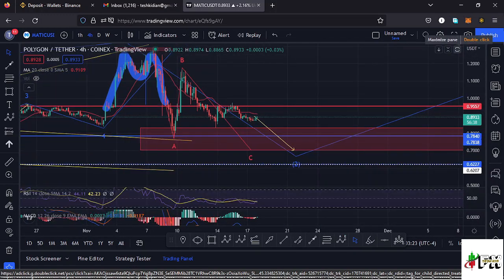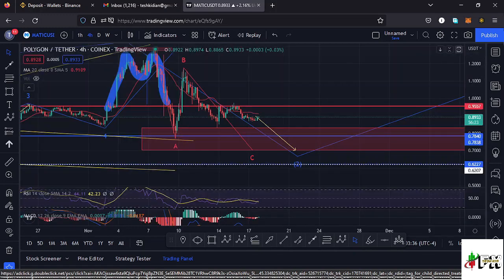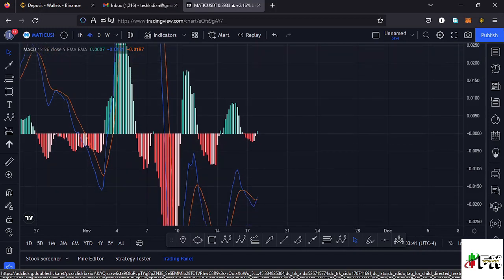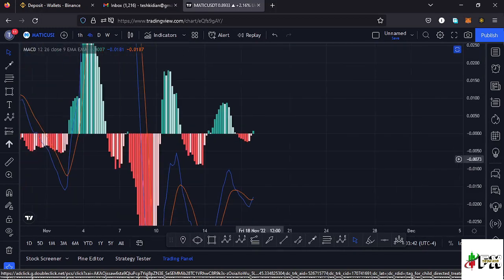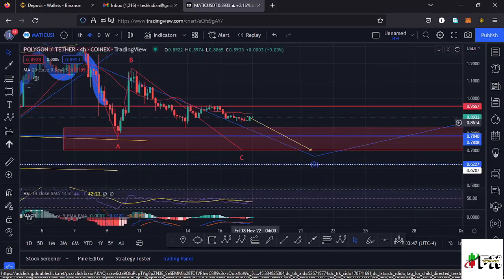Also taking a look at the indicators, here on the 4 hour RSI, we are trading at around the 43 mark, meaning we have massive room to support any movements either to the upper side or to the lower side before we get into the oversold region. Also taking a look at the MACD, here on the MACD we have printed a bullish cross, and we are seeing a bit of an increase in the buying momentum, and that would mean maybe soon we might see a bit of a recovery here on the Polygon Matic chart.